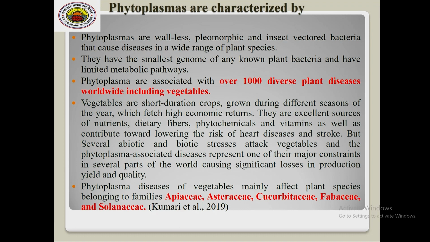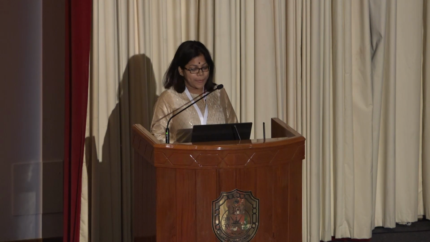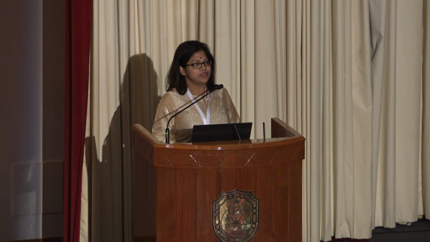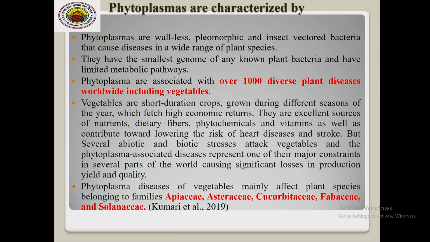But in the last few decades, several abiotic and biotic stresses attack vegetables, and phytoplasma associated diseases represent one of their major constraints in several parts of the world, causing significant losses in production, yield, and quality. Phytoplasma diseases of vegetables mainly affect plant species belonging to the botanical families Apiaceae, Asteraceae, Cucurbitaceae, Fabaceae, and Solanaceae.